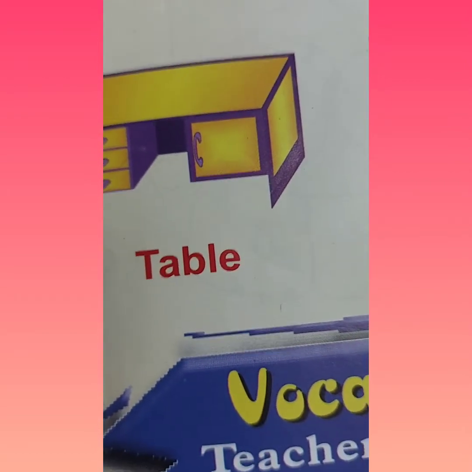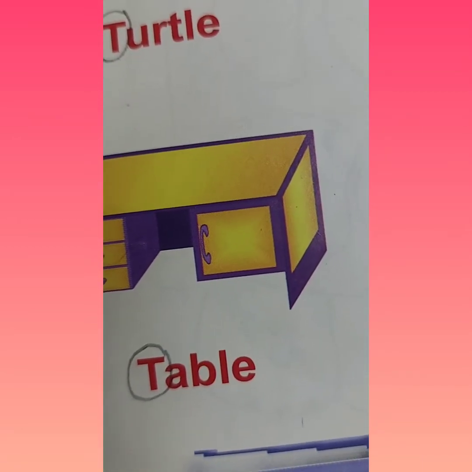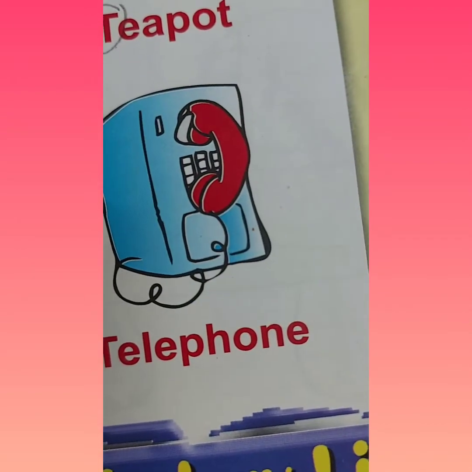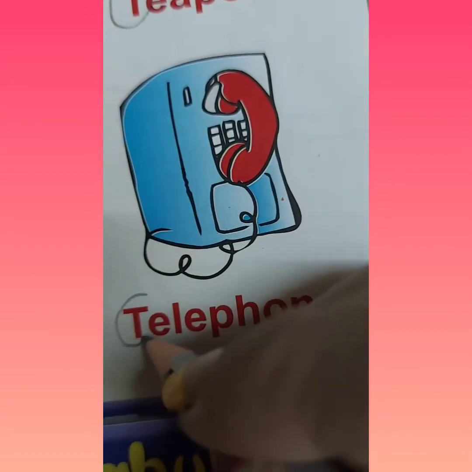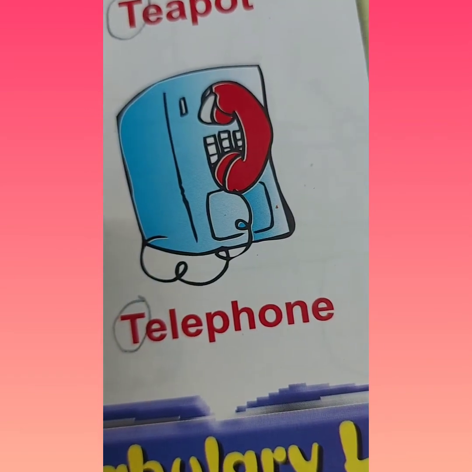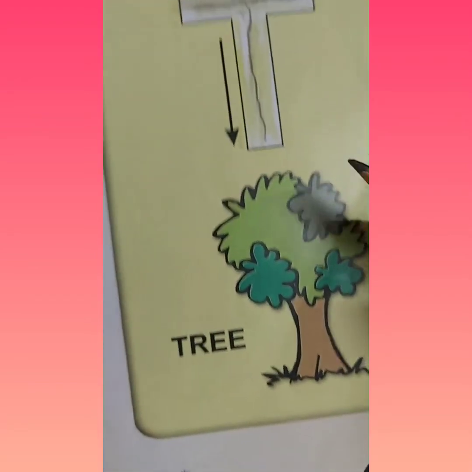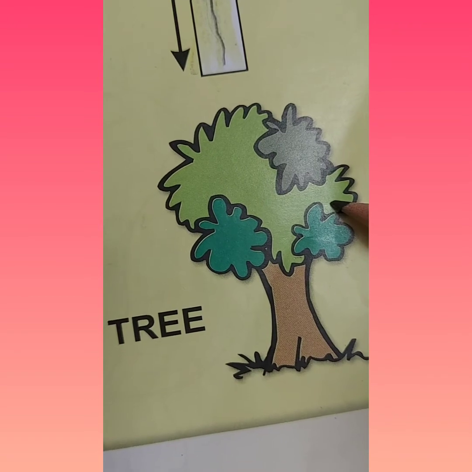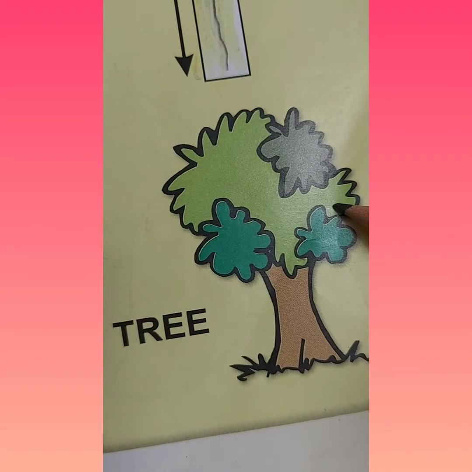T, the table. Table is made of wood. T, the telephone. Telephone goes tring, tring, tring, tring. T, the tree. Tree gives us fruits, vegetables, medicines, wood.